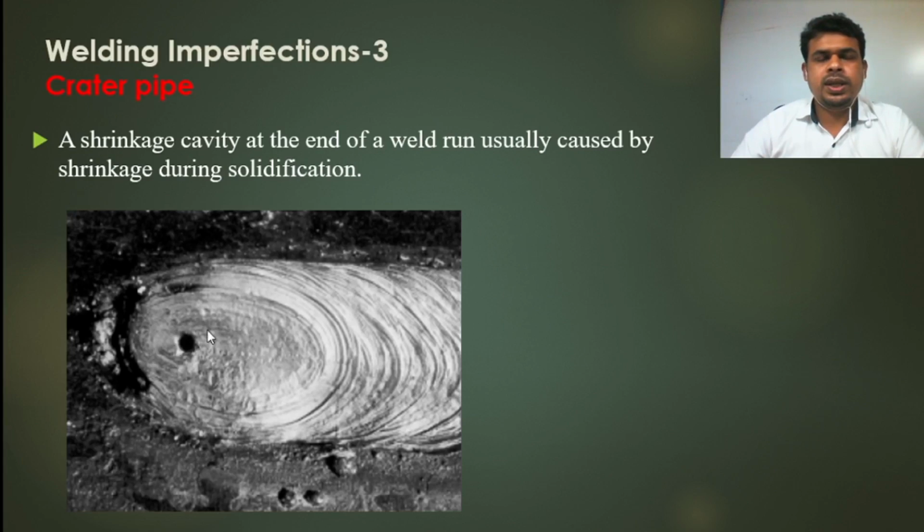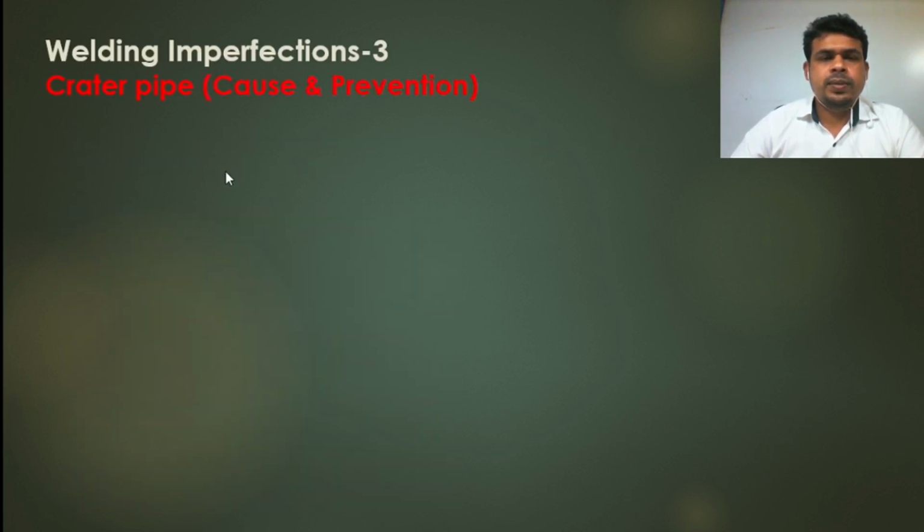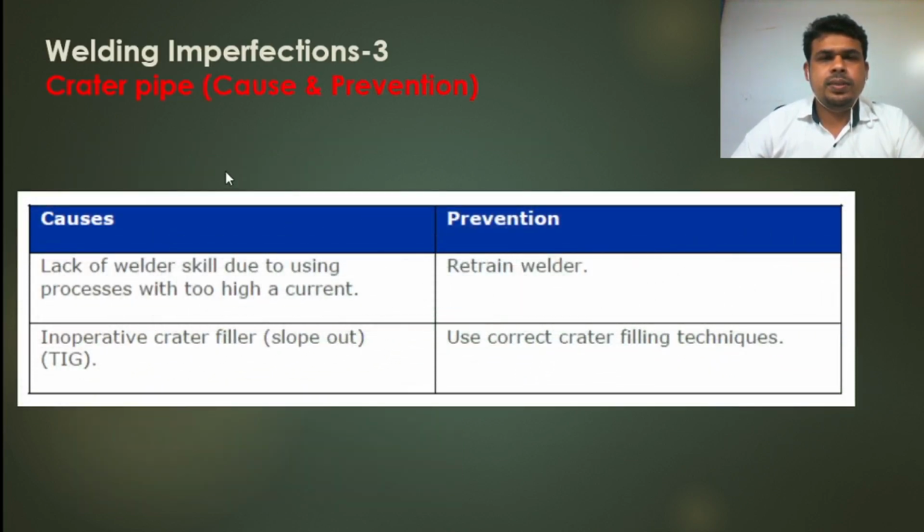So how do you recognize the crater pipe? You can see at the end of the welding, only one hole is there, not many holes. So this is the crater pipe. You can see the crater pipe, this is the hole. Why does the crater pipe happen, and what is the prevention?